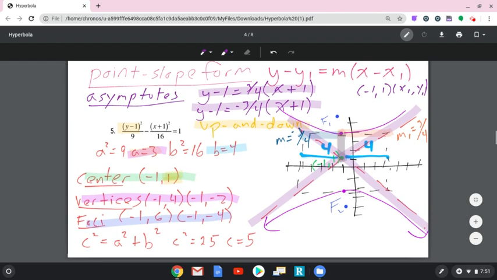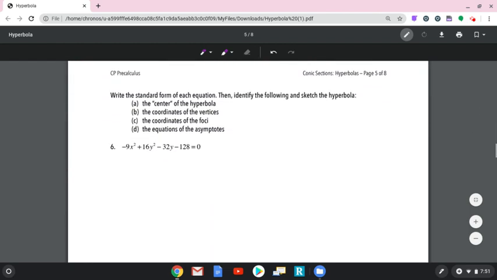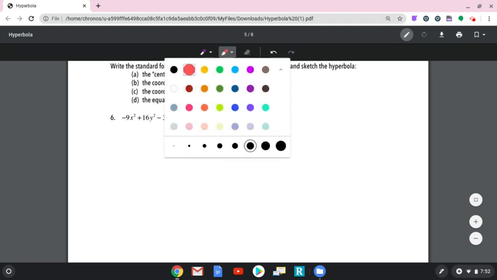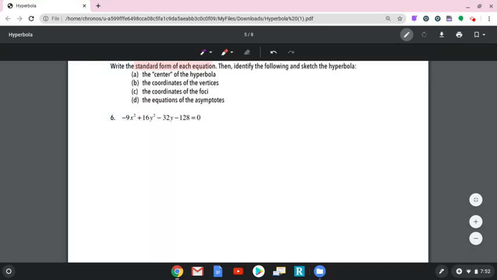Okay, guys, let's go to another one. Let's take a look down here, number 6. Now we're going to do what we just did, but we're going to add a step. We are going to have to first rewrite the equation in standard form. And we've done this before, guys. We just haven't done it with the hyperbola yet, but we've done it with the ellipse and the circle, and we're going to use the same method. We're going to be using a method of completing the square.